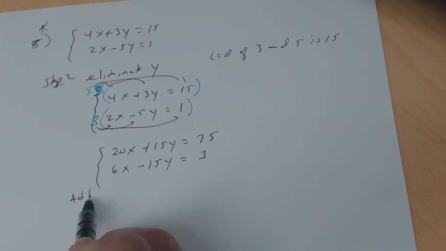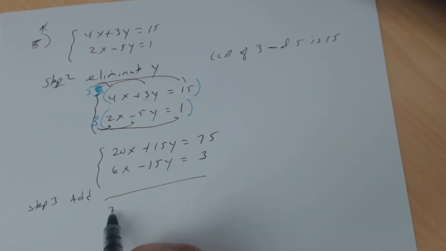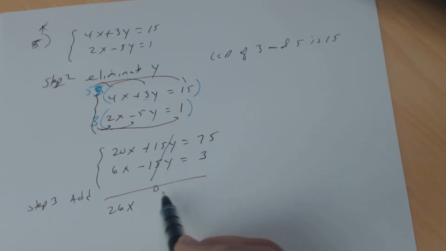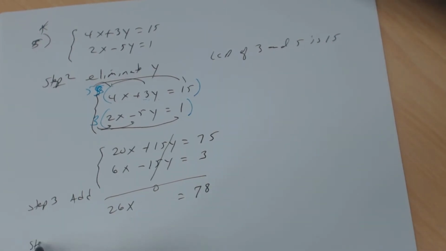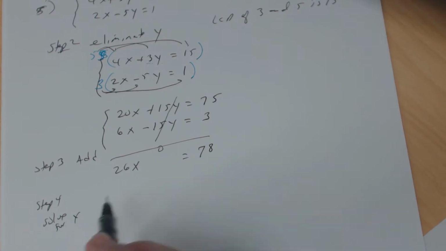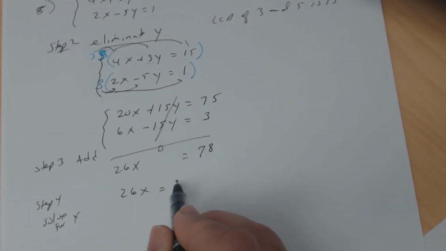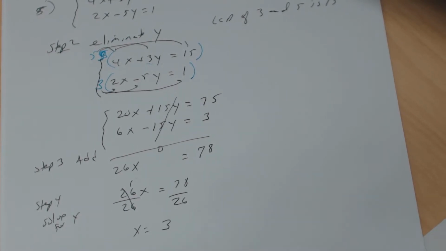Now we can add. So step 3 is to add. So when I add them, I get 26x, this is 0, equal 78. Now step 4 is to solve. Solve for, in this case, the variable x. So I'm going to go ahead and divide both sides by 26. And so x should be 3. 78 divided by 26 is 3.